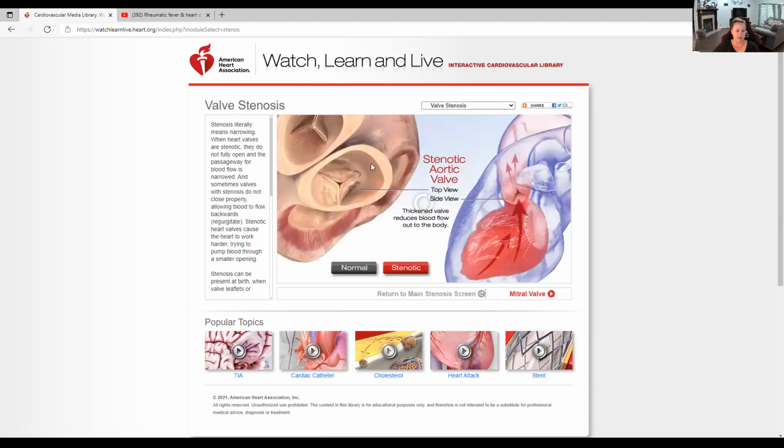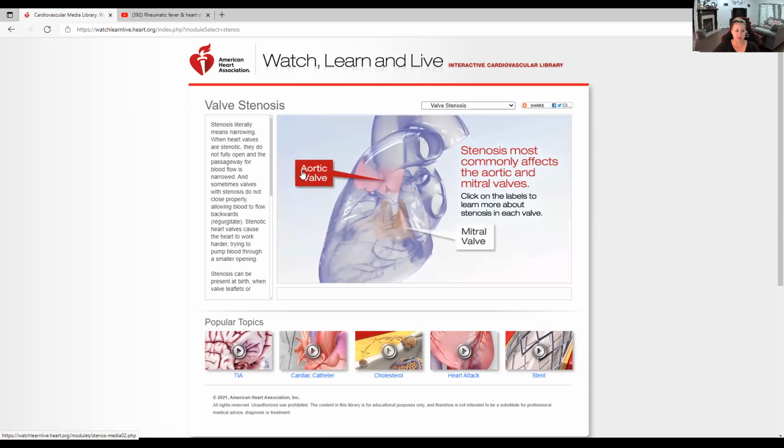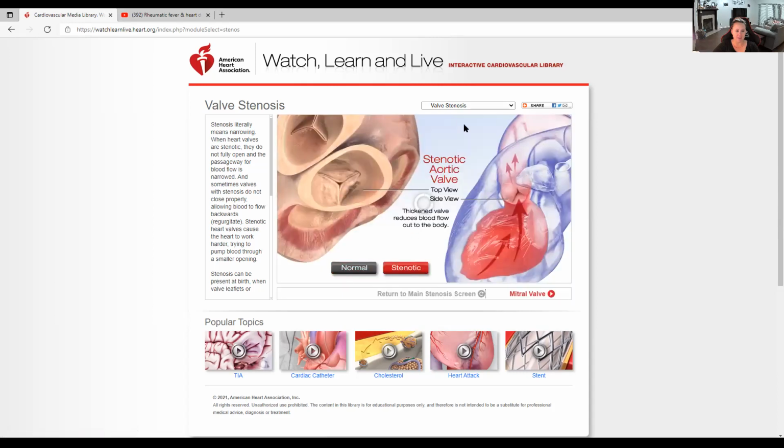Pretty much same concept, same animation. It's just showing you when that valve is stenosed that it's not flowing properly. Okay, that's a good animation of what it looks like, you know, for the visual folks.